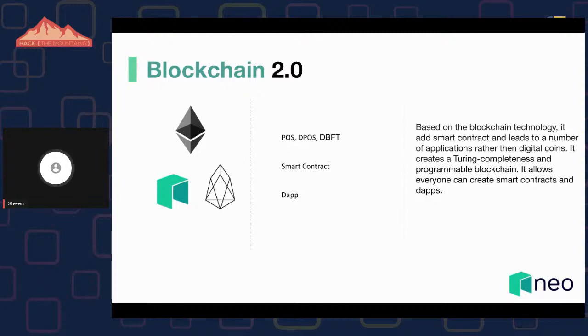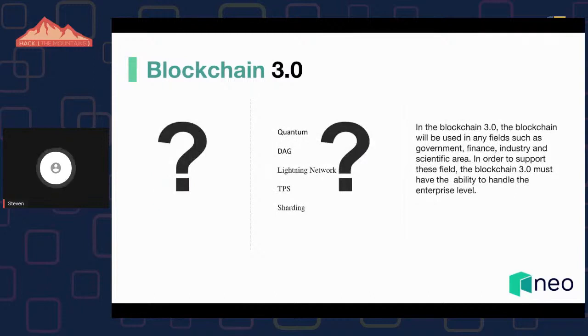In this stage, blockchain is more like an operating system, and it provides a lot of APIs and interfaces, and people can build a lot of apps and implement business logic based on this. Now, people are talking more about blockchain 3.0. What's 3.0? Some people say it's quantum computing. Some people say it's the Lightning Network, sharding, these kinds of things. From my point of view, 3.0 is still not very clear, and we still have to take a lot of time and resources to investigate it. But with blockchain 3.0, I believe blockchain applications can be used in lots of areas like finance, government, science, and art maybe. So in blockchain 3.0, the blockchain can have the ability to handle enterprise-level business applications. That's my understanding of the current blockchain world.